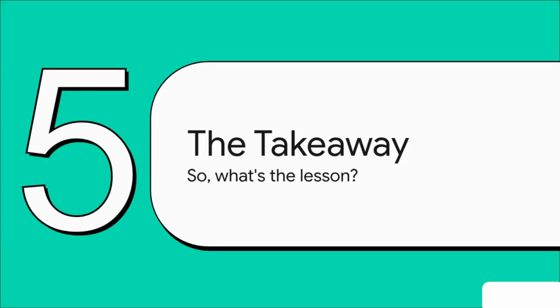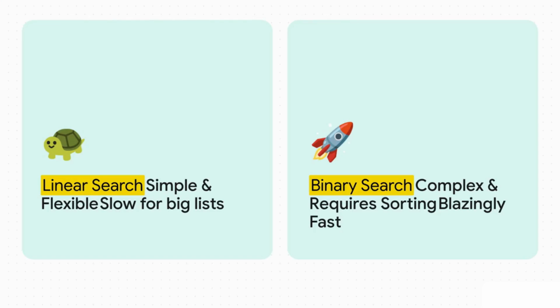So we've seen the simple method, we've seen the smart method, we've looked at the raw numbers. What's the final lesson from our little search showdown? When it comes down to it, there's no single best algorithm. It's all about picking the right tool for the right job. For a small, messy, unsorted list, the simplicity and flexibility of a linear search is actually perfect. But for a massive, organized library of data that you have to search constantly, the upfront complexity and effort of sorting for a binary search pays for itself a million times over in pure speed.